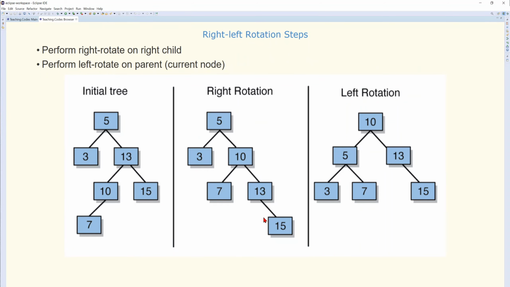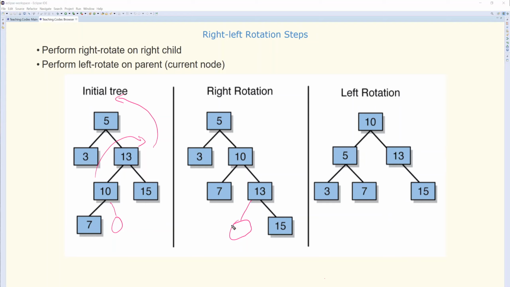So here we have an example. Again, you first do a right rotation here. So 13 and 15 go down, 7 and 10 go up. Once you do this, you do this time a left rotation. Remember, 10 and 7 had come up. By the way, again, there was a null child here, which was adopted by 13 here.